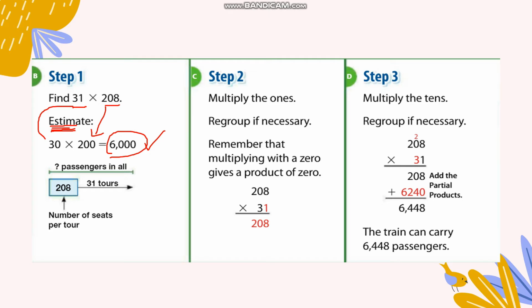Then step 2, I'm going to multiply the ones. 1 multiplied by 8 is 8, 1 by 0 is 0, and 1 by 2 is 2. Then after that, I need to put 0 before multiplying the tens. 3 times 8 is 24, so 4 regroup 2. 3 times 0 is 0, plus 2, we have 2, and 3 times 2 is 6. Then add: 8 plus 0 is 8, 0 plus 4 is 4, 2 plus 2 is 4, then bring down 6. So there are 6,448 passengers.